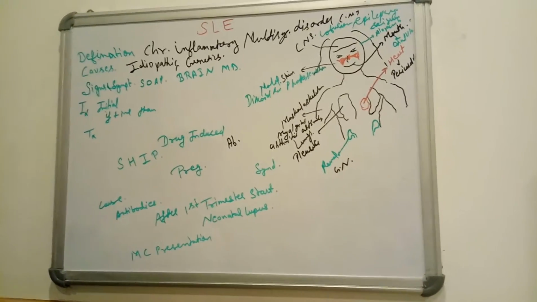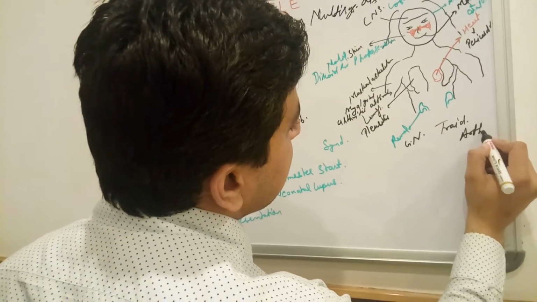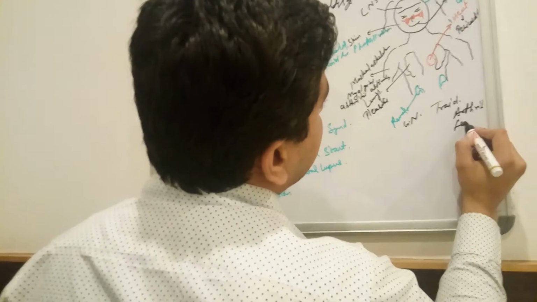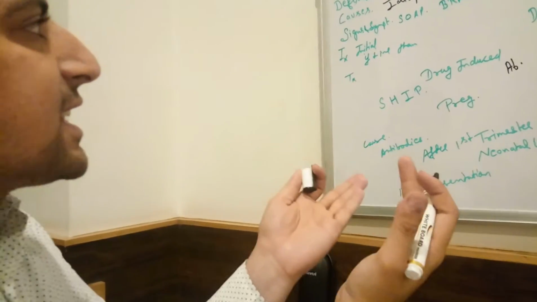So, my dear friends, here the triad also includes the classical triad in SLE: arthritis, fever, photosensitivity, and discoid and malar rash are the classical triad in SLE. I have written how to remember the symptoms. How are we going to remember the symptoms?